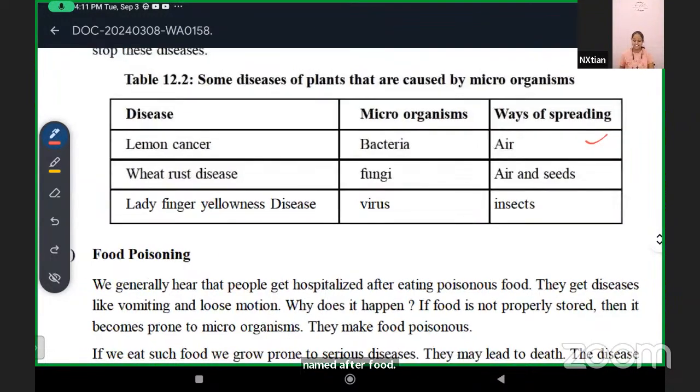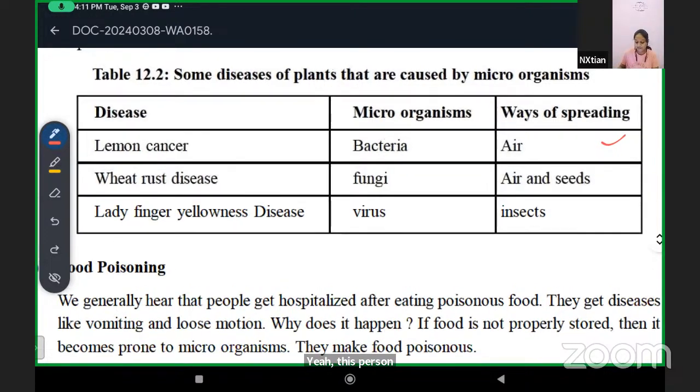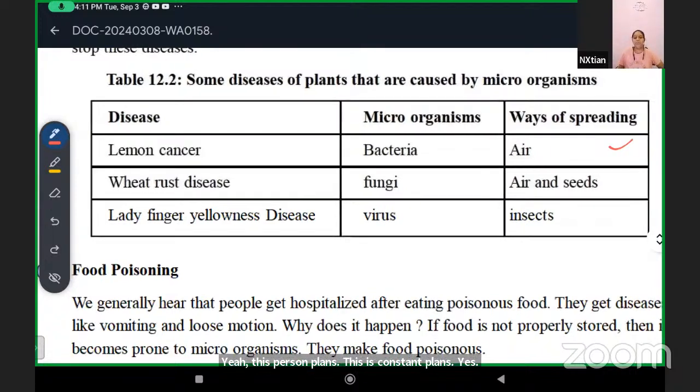Yeah, I don't know. They say these are diseases of plants that are caused by microorganisms. Oh, it's caused in plants. Yes. Okay, I totally forgot that we are talking about plants here. So cancer happens in lemons, and rust happens in wheat. Yes, definitely weird.